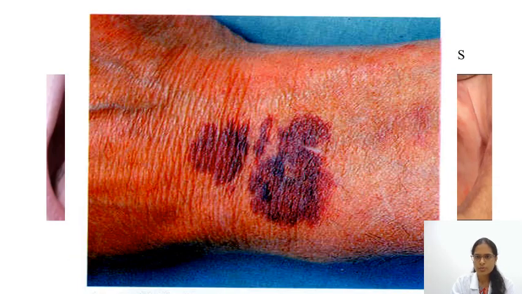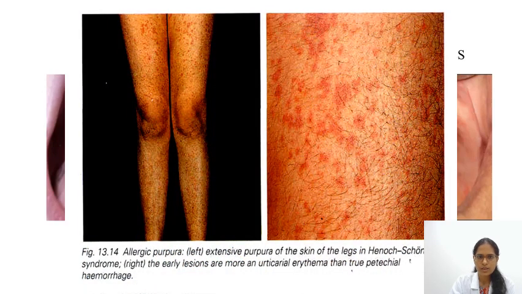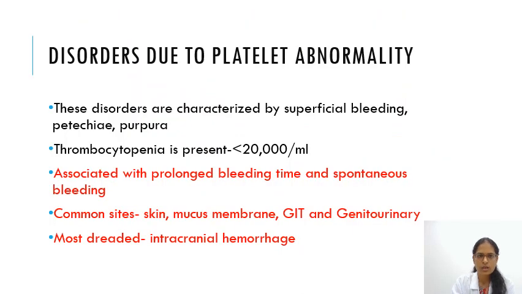This is also ecchymosis. These are the petechiae. This is allergic purpura. You can see all the reddish spots, bleeding disorders due to any vessel wall abnormalities. Next, coming to disorders due to platelet abnormalities. These are characterized by superficial bleeding like petechiae and purpurae.